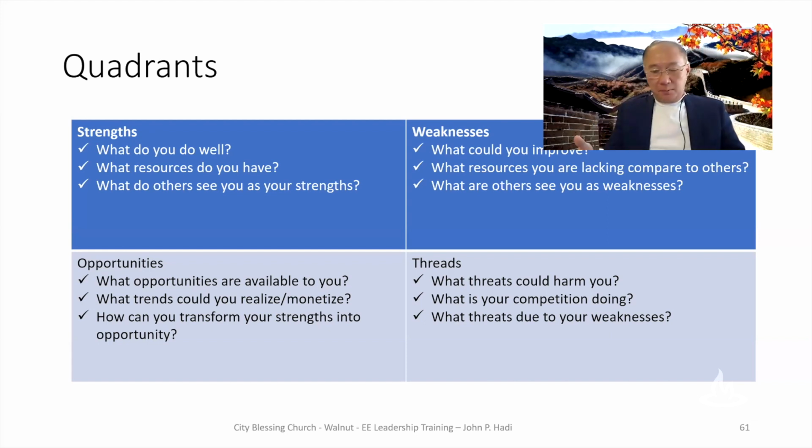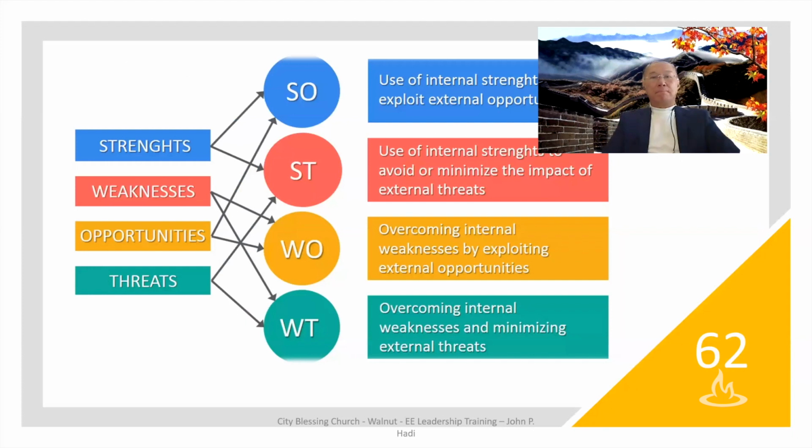Take a piece of paper, divide it into 4, put strength, weaknesses, opportunity, and threat, and answer the questions. Now, if we combine strength and opportunities, you use your strength for the external opportunities. How do you monetize? I think we covered that earlier. Use your internal strength to exploit the external opportunities.